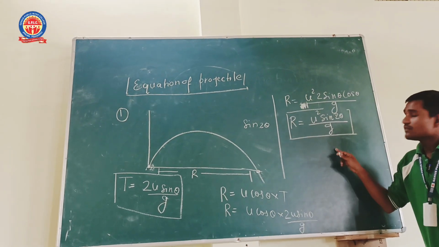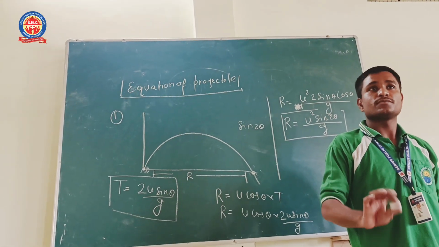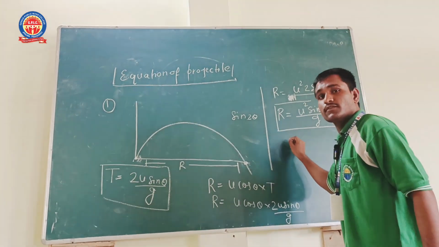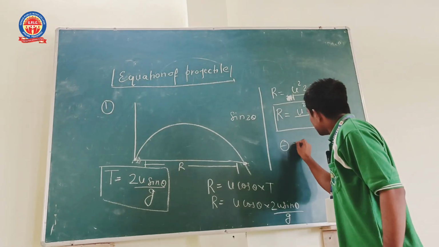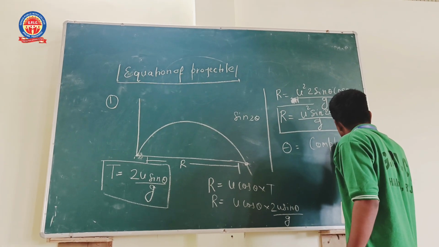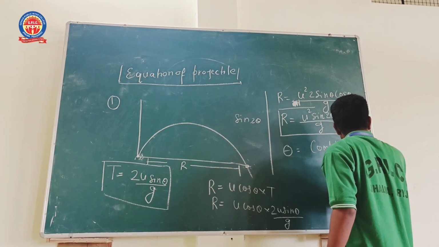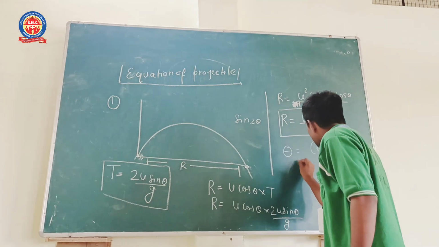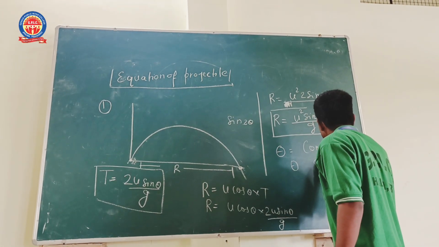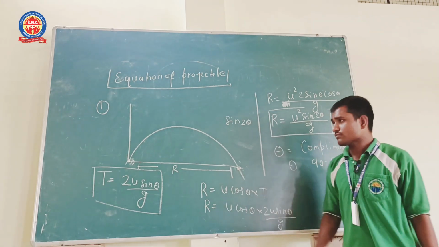But here is a condition: two ranges will be equal when the angles are complementary, meaning theta and 90 minus theta. Then the range will be equal.